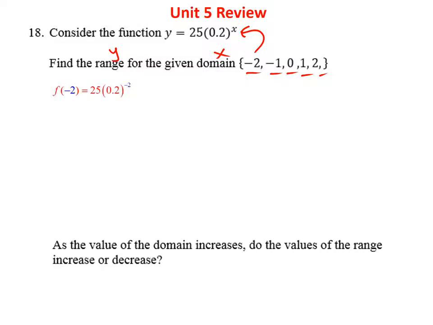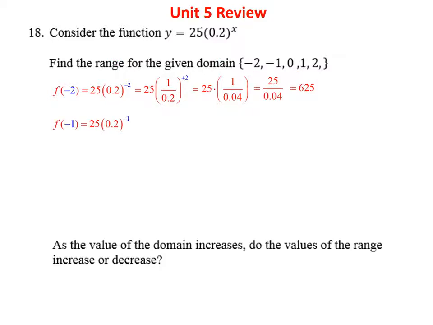F of minus 2, and I'm going to use the function terminology because I want you to understand this is y when x is minus 2: 25 times 2/10 to the minus 2. Remember that the negative exponent means that we divide by that number, in this case 2 times. So that becomes 1 over 2/10 to the plus 2 power. So we get 25 times 400ths, or we end up with about 625 as the answer to that one.